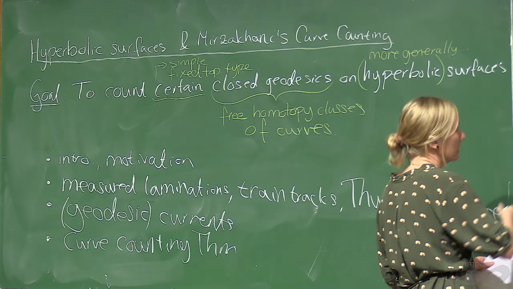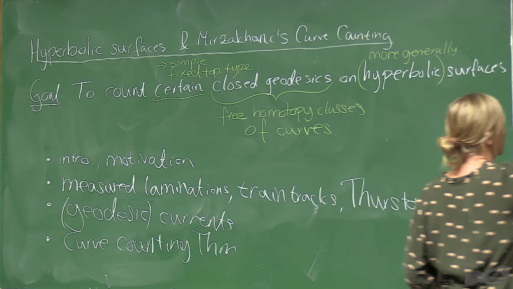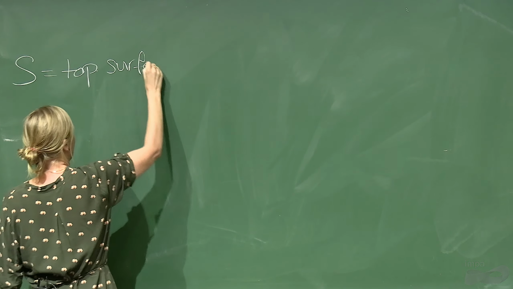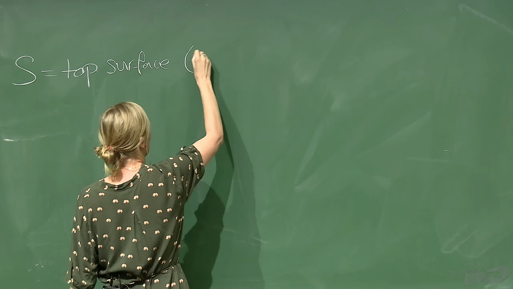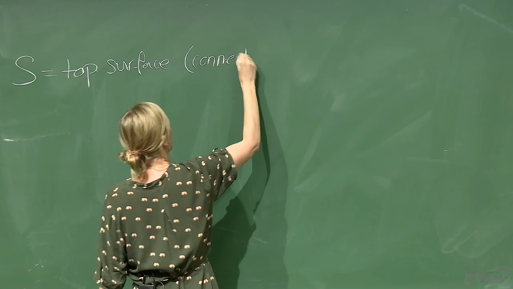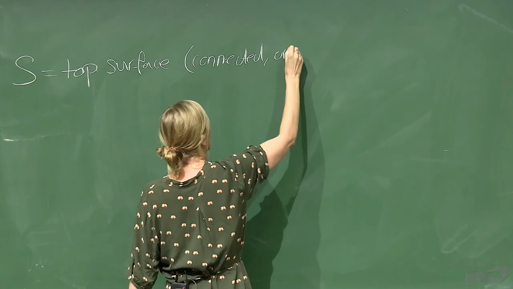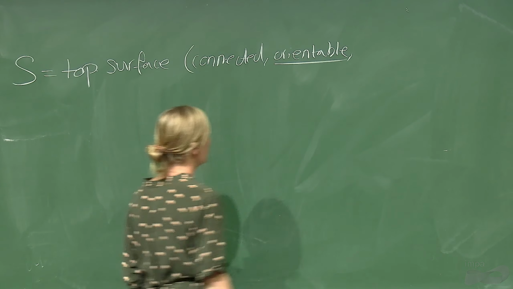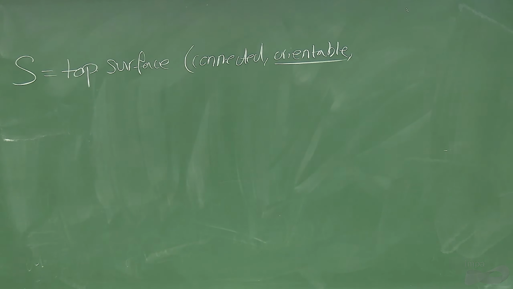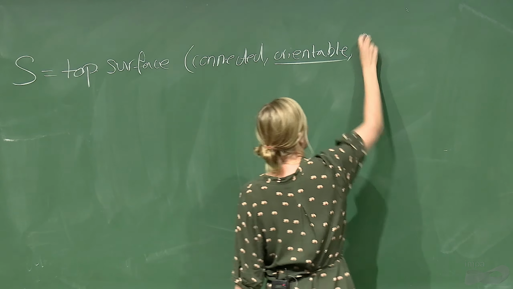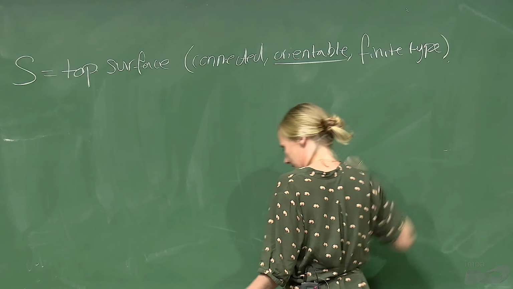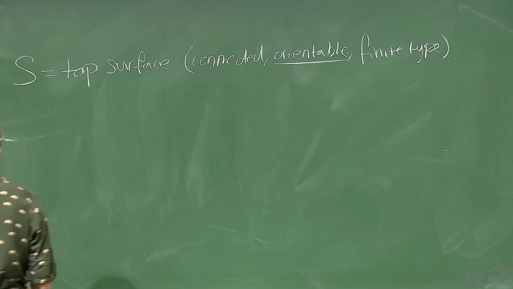So throughout the talk, or the course, S is going to be a topological surface. Always going to assume it's connected, oriented, or orientable. And this is actually very important for the theorem. The theorem fails for non-orientable surfaces. And finite type. By finite type, I mean the genus is finite, or the number of punctures, if we have any, is finite.